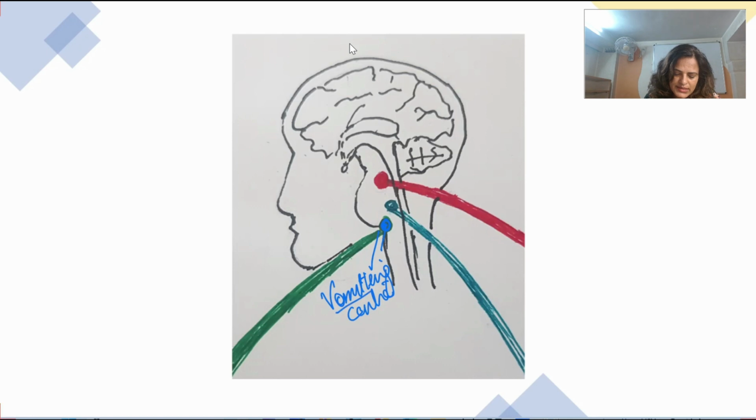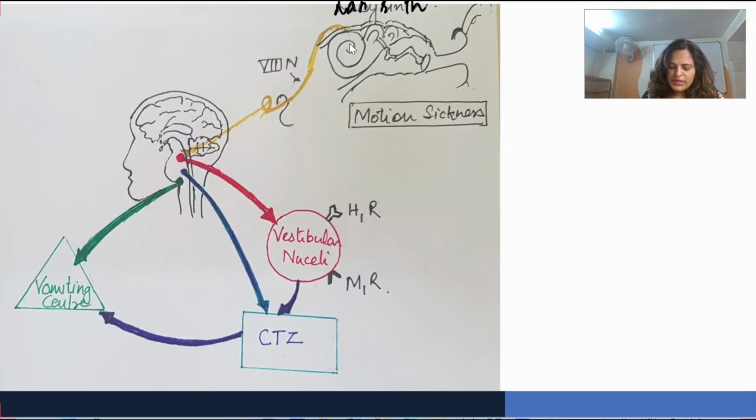Now how does this center get stimulated? There are many important pathways. One of them is motion sickness, a very common thing which most people experience, and the cause of motion sickness lies within the inner ear. In the inner ear there is a bony structure, the labyrinth. Within that there are many areas, and the most important is the vestibule, which maintains the balance of the person. It gets stimulated when the equilibrium is disturbed or when the person gets rotated.